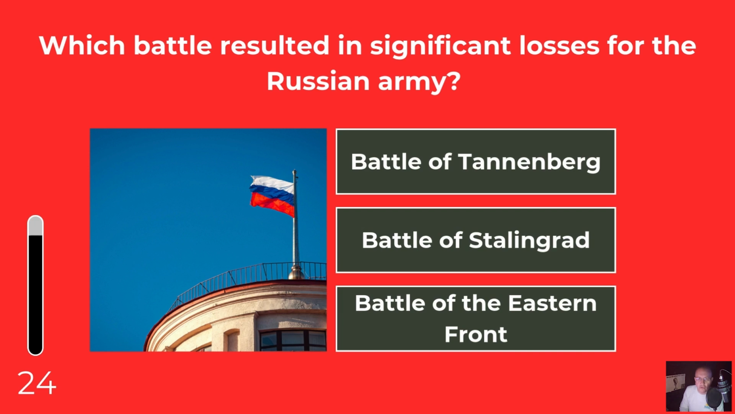Which battle resulted in significant losses for the Russian army? Was it the Battle of Tannenberg, the Battle of Stalingrad, or the Battle of the Eastern Front?